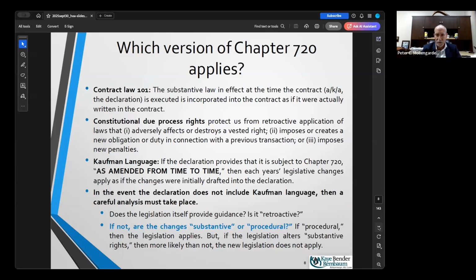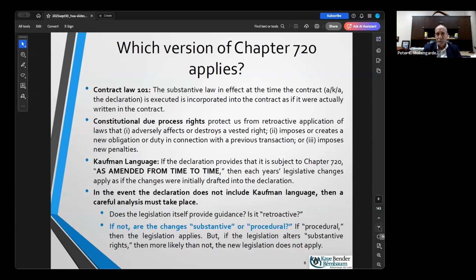We'll talk about some recent changes to Chapter 720. But long story short, generally speaking, without Kaufman language, and quite frankly, you see the Kaufman language much more in condominiums because they're a creature of statute, because they're subjected to Chapter 718 in order to create them. You see it occasionally in HOAs, but not that often. But in the absence of what we call Kaufman language, or subjecting the declaration to amendments in the statute from time to time, or as amended from time to time, generally speaking, those future substantive changes will not retroactively affect or impair an existing declaration of covenants.